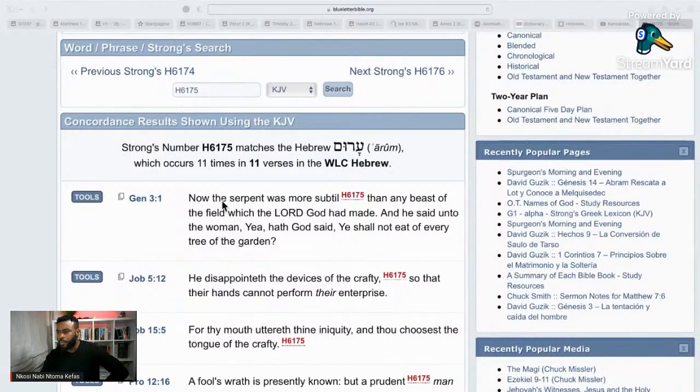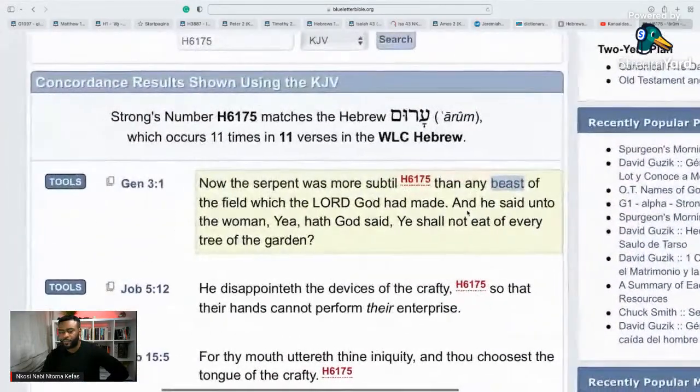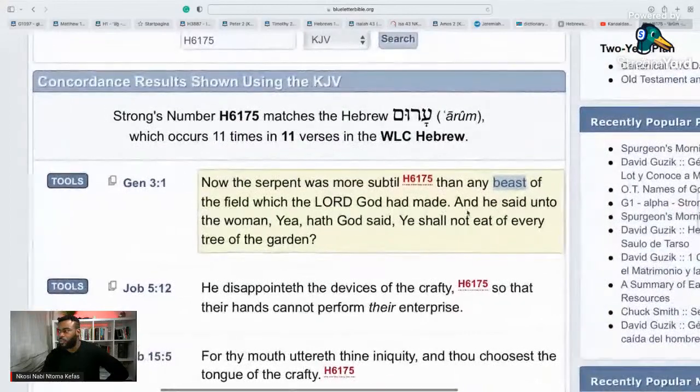Now the serpent was more subtle than any beast, Niyama, right? That's beast, Niyama. He was more subtle than any beast, Niyama, of the field. You see that? Of the field. So nowhere does this give you an indication that that snake is the devil. Nowhere. Yes. But we will come there.